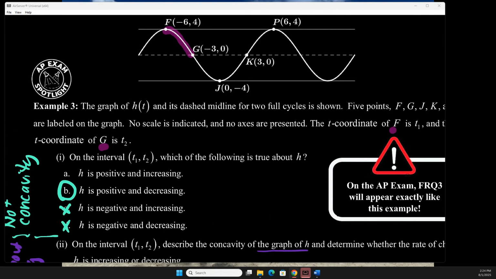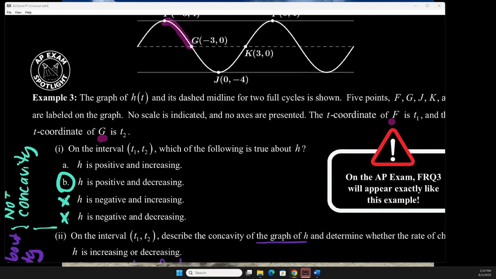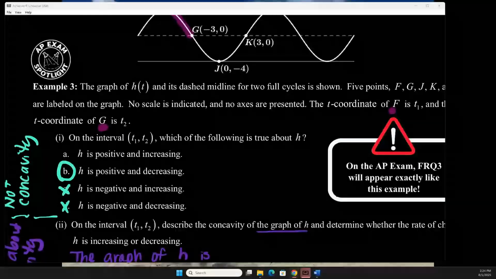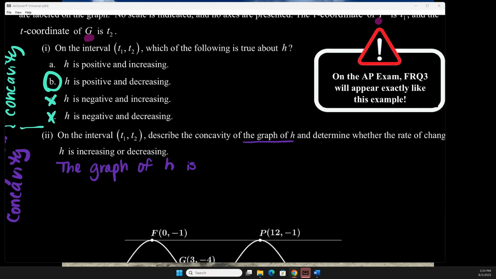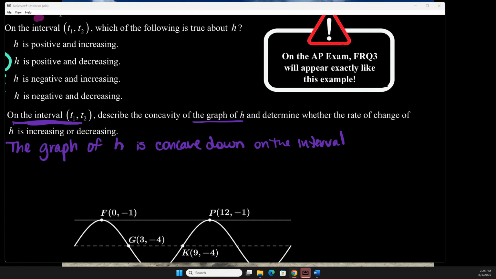alright, so looking at that little section from f to g, would you say the graph of h is concave up or concave down? Concave down. If it looks like a frown or half of a frown, it's down. So the graph of h is concave down. And I'm going to go ahead and quote this part too, on the interval T1 to T2. If you leave that off, it's okay. It's not a big deal.